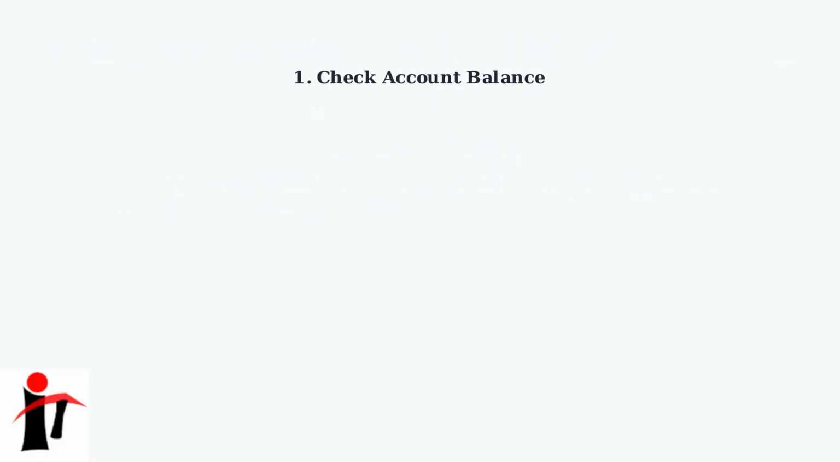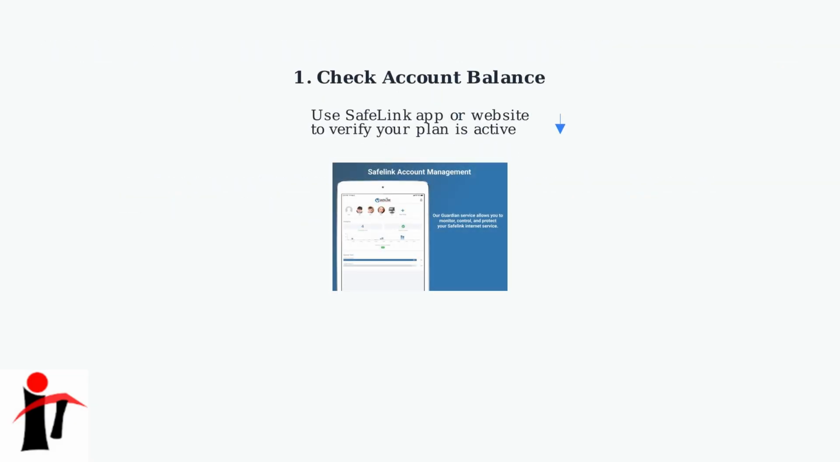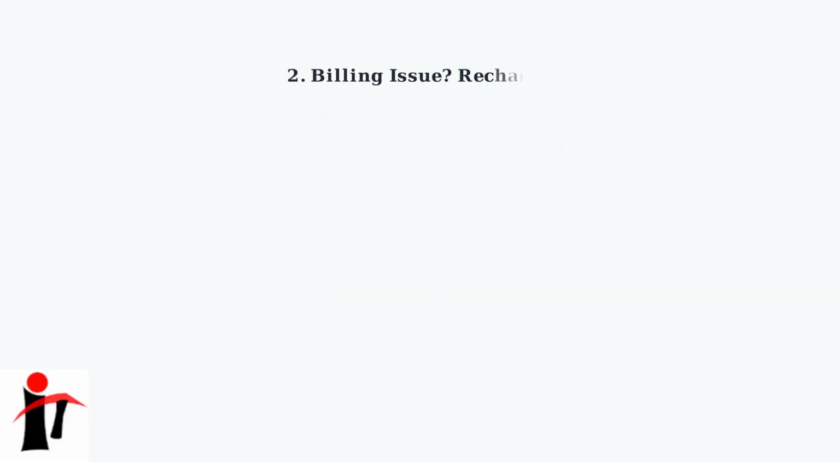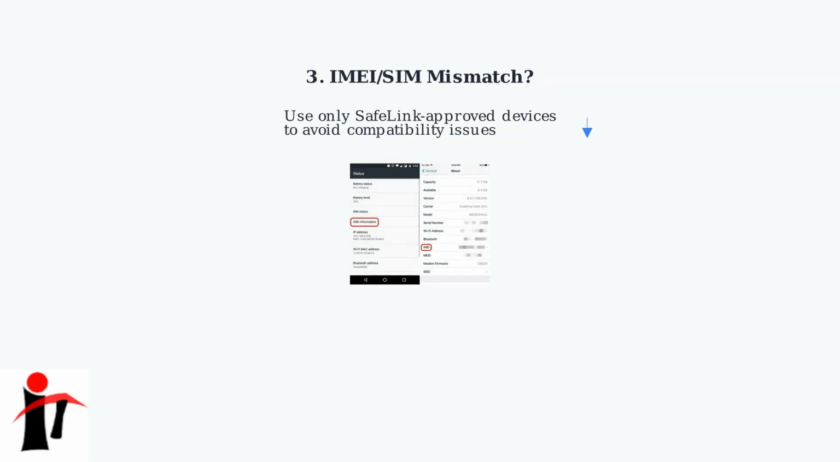If your SafeLink phone is deactivated, start by checking your account balance via the SafeLink app or website to ensure your plan is active. If the deactivation is due to a billing issue, recharge your account right away to restore service. For IMEI or SIM card mismatches, you must use a SafeLink approved device to prevent deactivation.